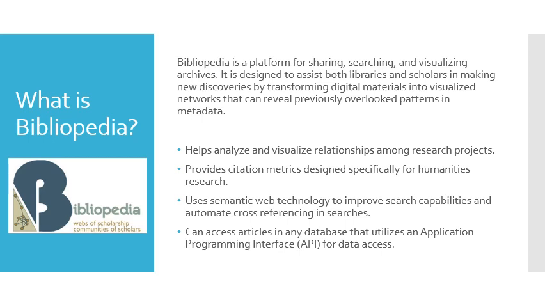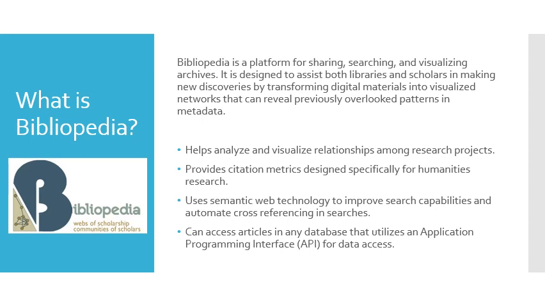Some of its unique features are: it helps analyze and visualize relationships among research projects. The platform enables a human-machine collaboration to discover specific mentions of relevant keywords and citations in critical literature. The tool provides citation metrics designed specifically for humanities research. Rather than simply generating bibliographies, the tool helps researchers contextualize and integrate research. This enables informed discussion of the scholarship.